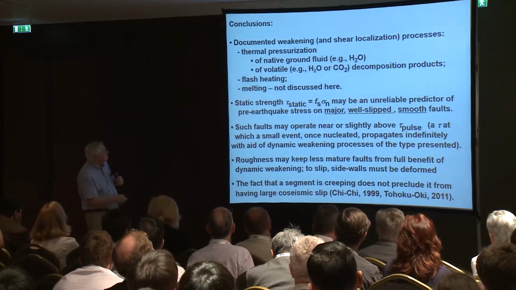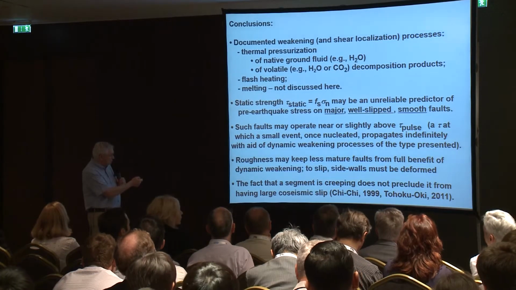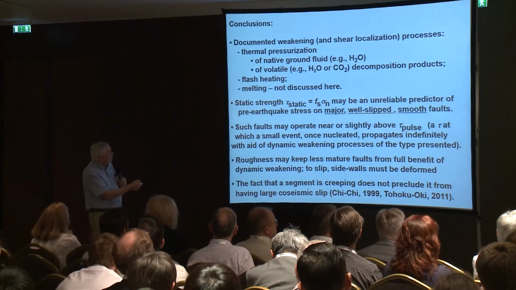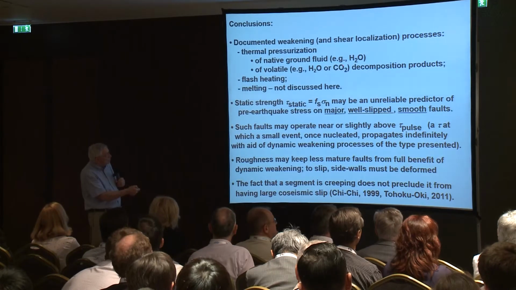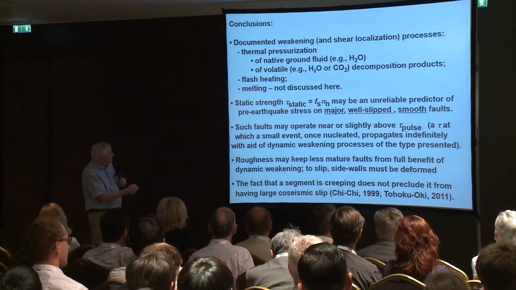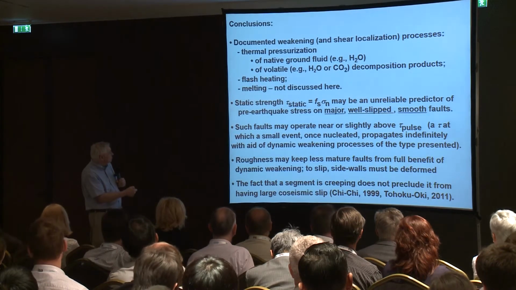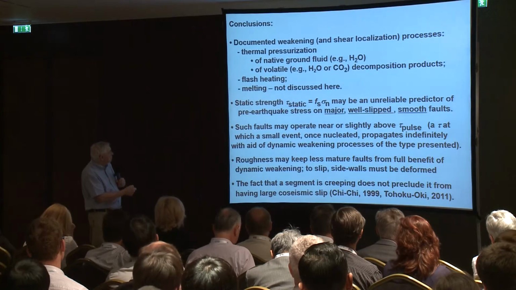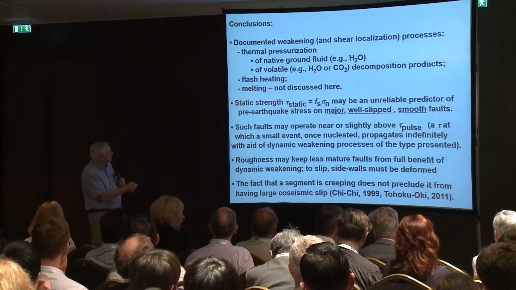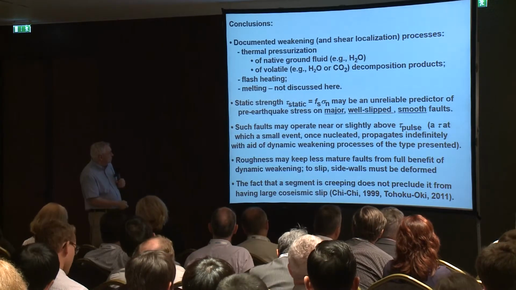Okay, so conclusions. We've documented weakening and shear localization by thermal pressurization of pore fluids, and they may involve either native ground fluids or the volatiles released from decomposition reactions. We have the flash heating process, which also weakens friction, the first process that I showed you. And melting, which I've not discussed, of course, is the ultimate limiter if these things have not weakened the frictional heating enough that you don't quite reach the melting temperature.